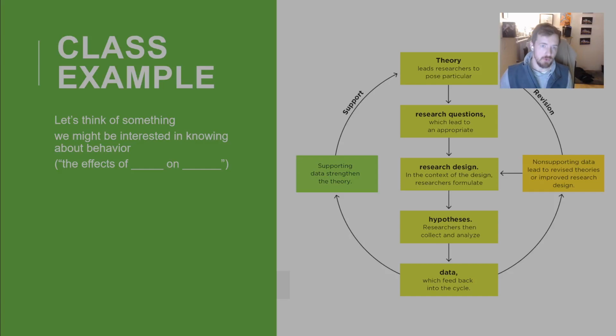Alright, so let's get into a quick example of this cycle of science. If you want to think about this, we can think about the effects of blank on blank. The example that I gave you earlier was about social media and extroversion. So let's use that. I want to know the effects of social media on outgoingness, so how outgoing somebody is.